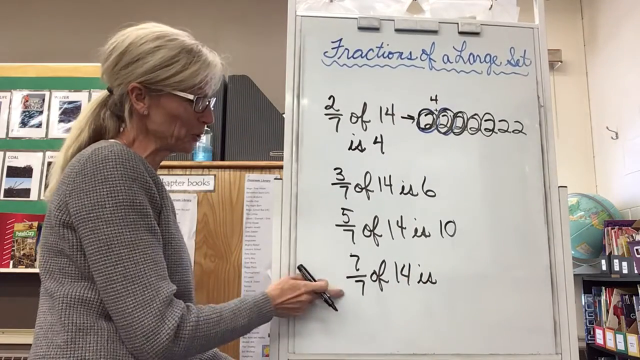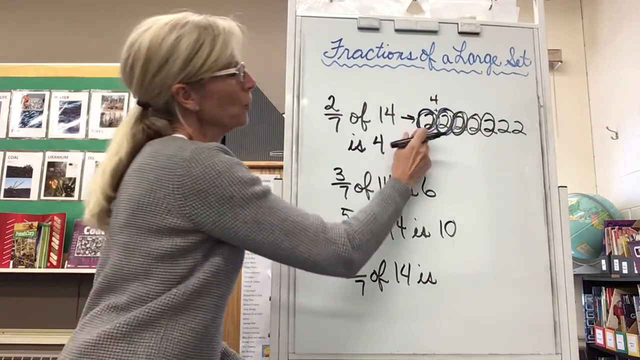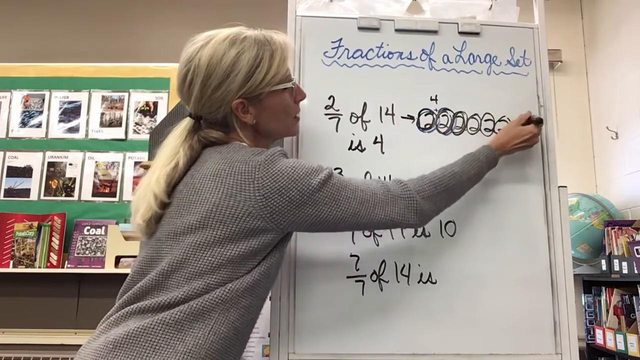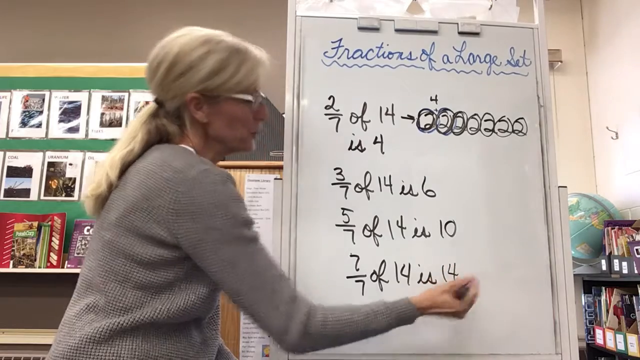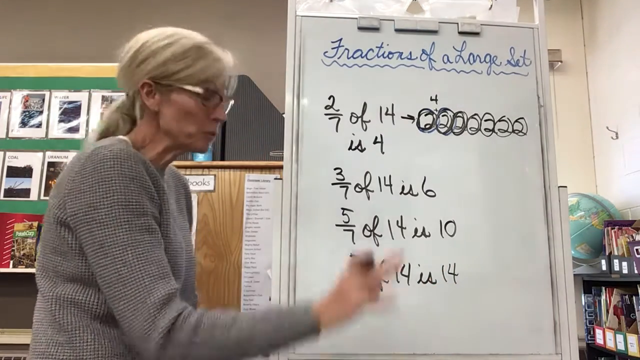That would be all the groups, 7 out of the 7. 1, 2, 3, 4, 5, 6, 7. 7/7 of 14 is all 14. 2 plus 2 plus 2 plus 2 plus 2, and so on.